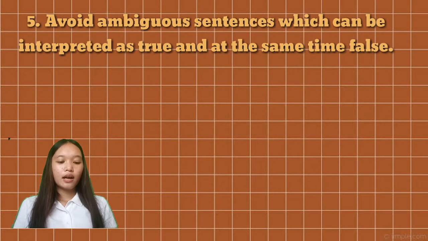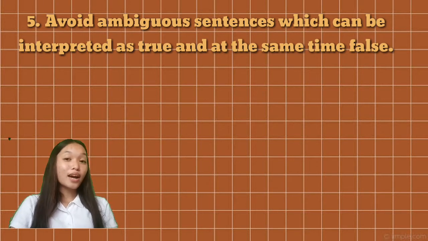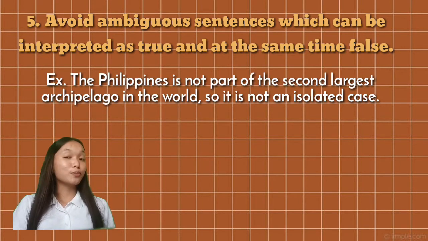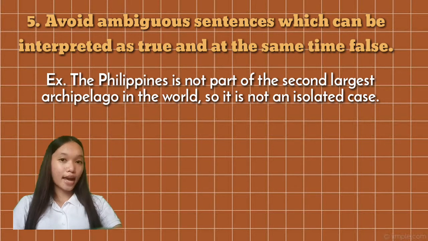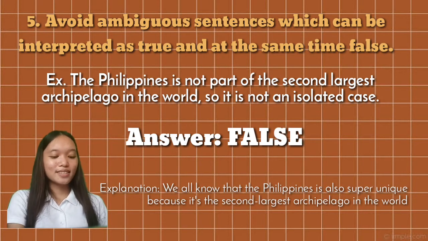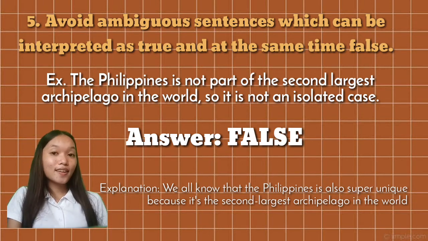Number 5, avoid ambiguous sentences which can be interpreted as true and false at the same time. For example: the Philippines is not part of the second largest archipelago in the world, so it's not an isolated case. Is that true or false? It is false. We all know that the Philippines is also super unique because it is the second largest archipelago in the world.